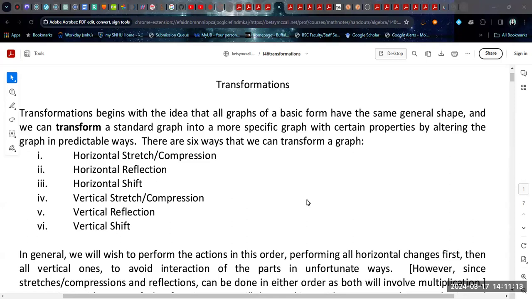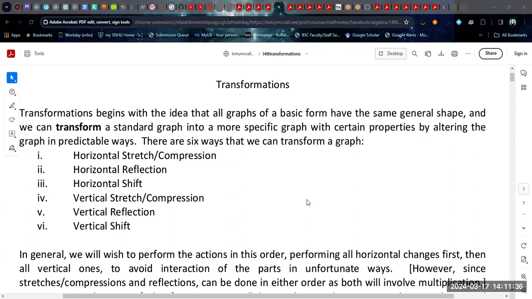So there are 6 things that we can do to a graph. We can horizontally stretch or compress it. And whether we're stretching or compressing is going to be done by a multiplier, and the size of the multiplier is going to be the difference between whether we're stretching it or compressing it. So we treat them together. We have horizontal reflections, and then we also have horizontal shifts.